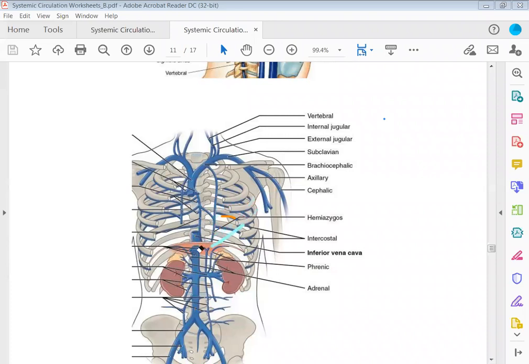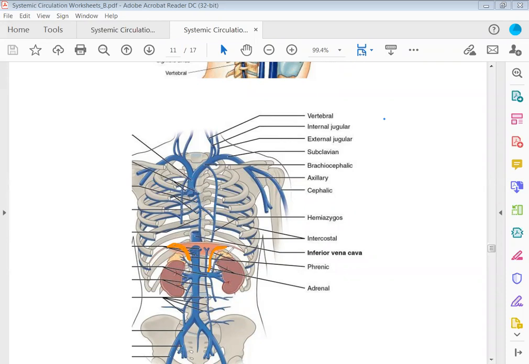I'm going to erase all my scribbles again. Now we have the phrenic. So the phrenic veins, phrenic means referring to the diaphragm. So you see these phrenic veins coming just up to the underside of the diaphragm. So that would be our phrenic vein, and here's going to be our other phrenic vein. So you can see those phrenic veins I'm tracing in orange right there. So the phrenic vein refers to the diaphragm.